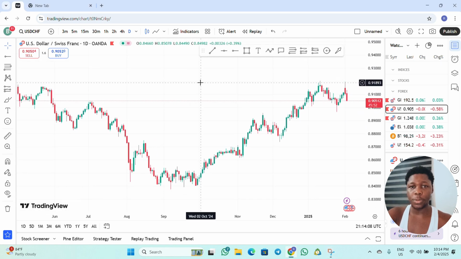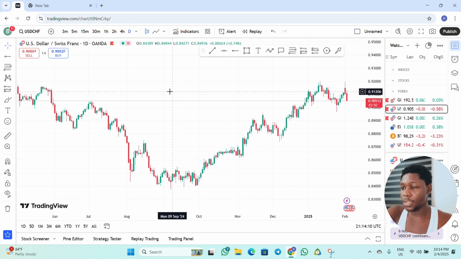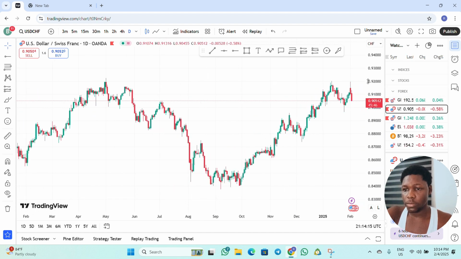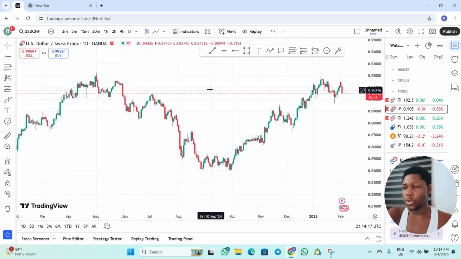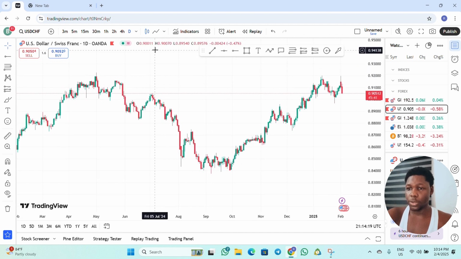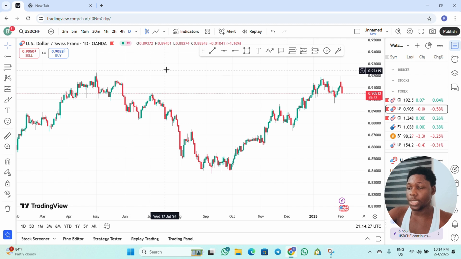So here I want to be analyzing USDCHF, and I'm going to make it quick and simple. Just like you all know, if you want to analyze pairs, you have to start from the higher time frame. So this is actually the higher time frame, which is the daily time frame.